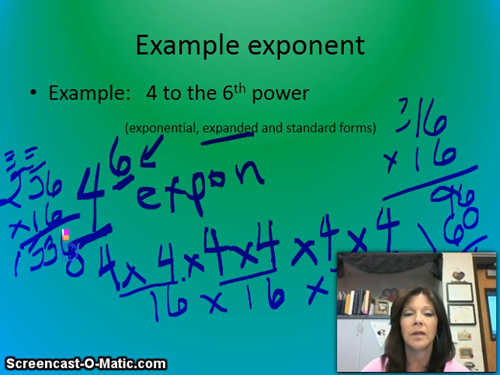Add a little 0 here. 1 times 6 is 6. 1 times 5 is 5. And 1 times 2 is 2. Now I add all those together.